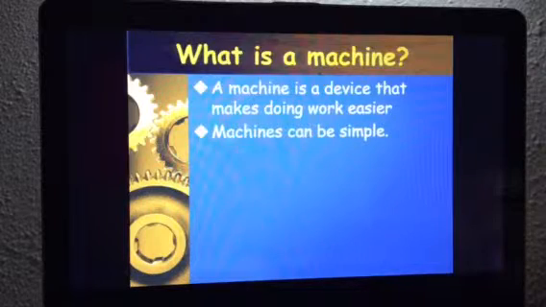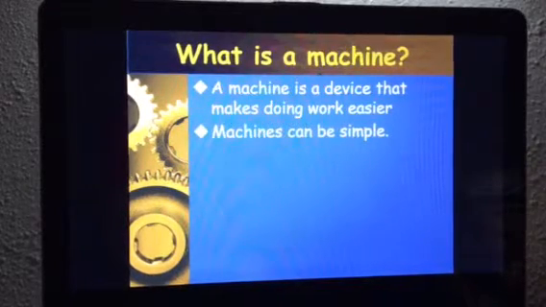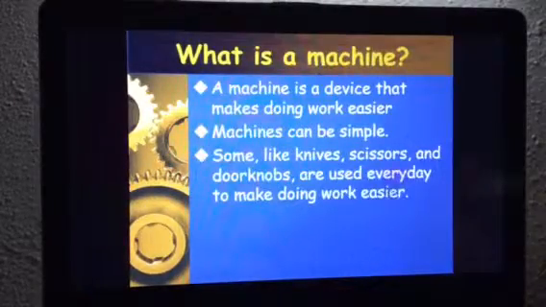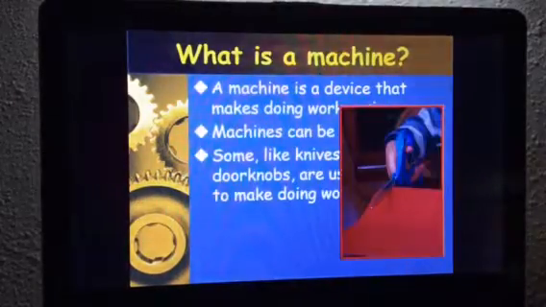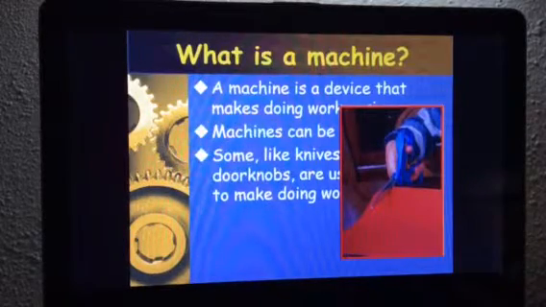Remember that in order for work to be done, you have to have energy being used in the same direction of the force being applied to it. So machines can be simple, or they can be somewhat complex. Some simple machines that we might think of are scissors, knives, doorknobs, anything that allows us to do something a little bit easier than if we had to do it the other way.